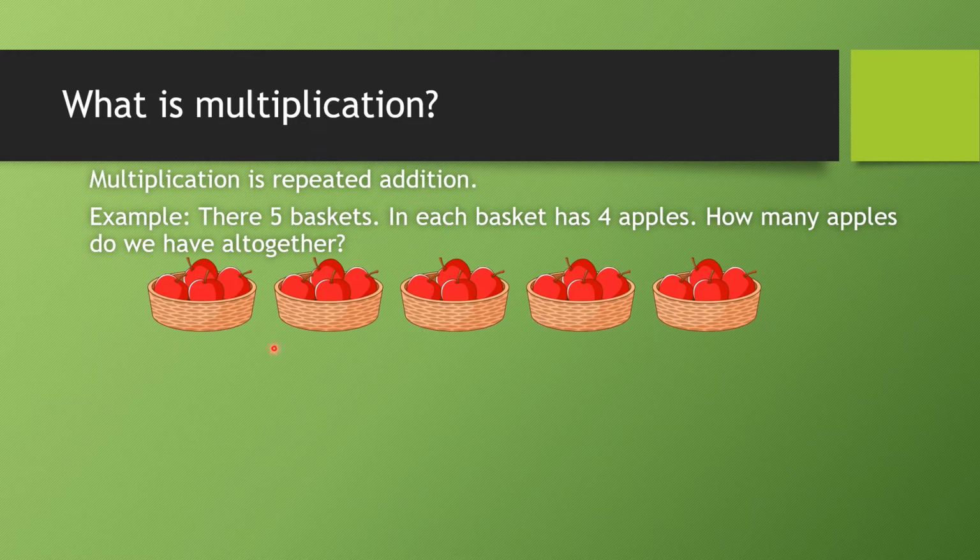Okay. So these are the five baskets. One, two, three, four, five. In each basket has four apples. Look at this. This basket has one, two, three, four. This basket has one, two, three, four. This one, two, three, four. This one, two, three, four apples. And this one also has one, two, three, four apples. So all these five baskets have four apples in each.